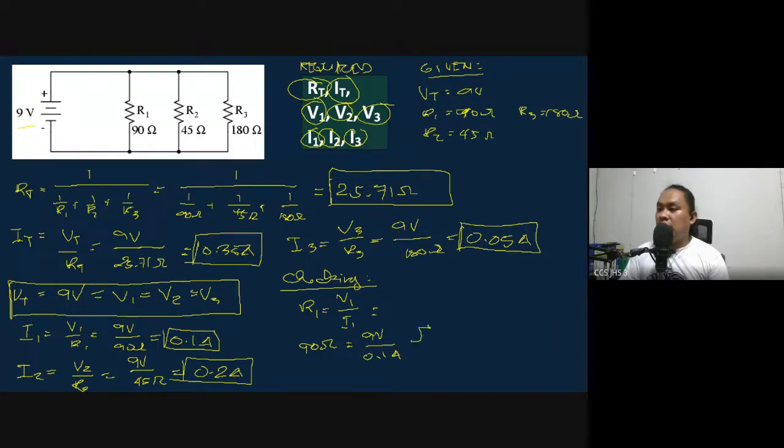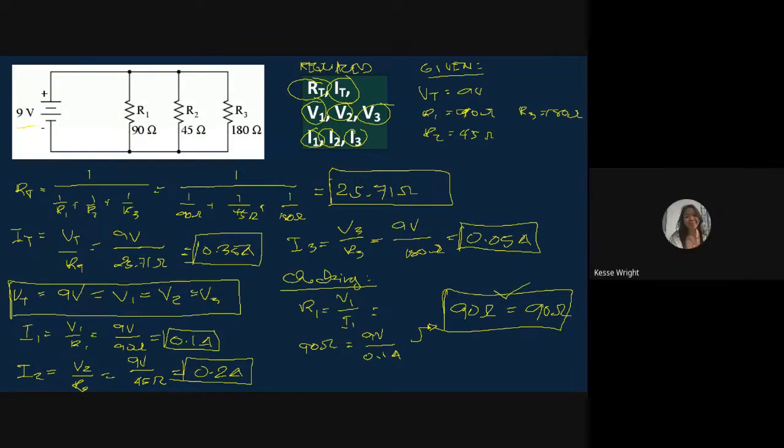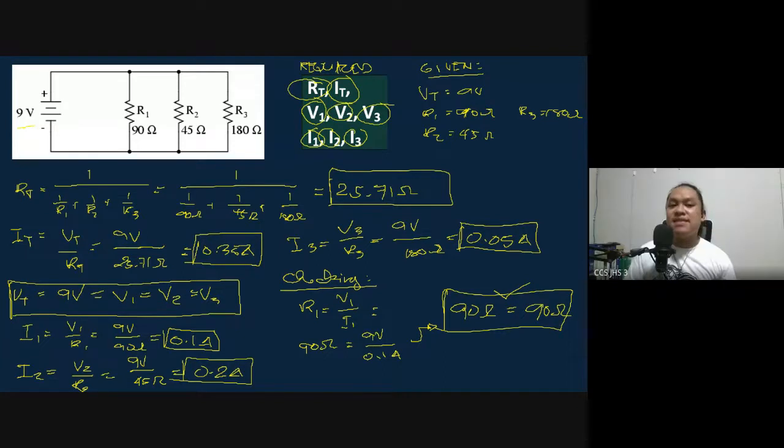Are they equal? 90 ohms is equal to 9 divided by 0.1. Yes, sir. Very good. So it is equal, 90 ohms. Our answers are correct. Any questions? Yes, we include the checking. Okay. Thank you. Any questions?